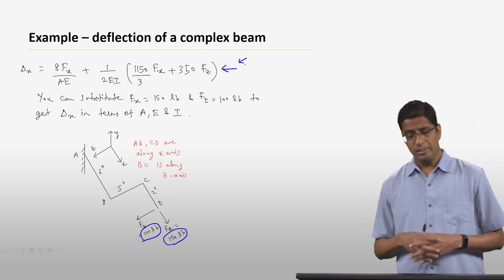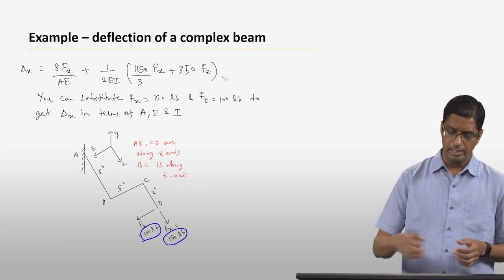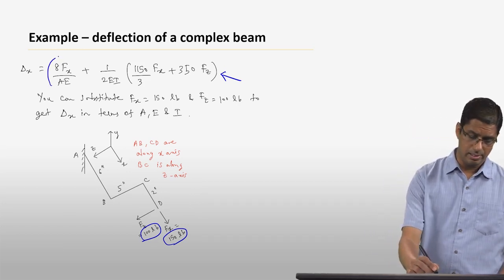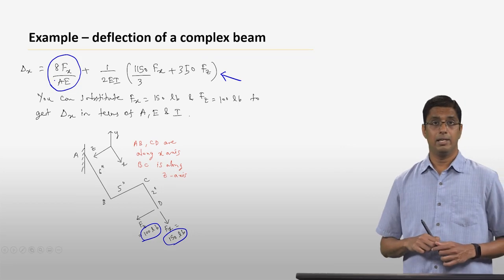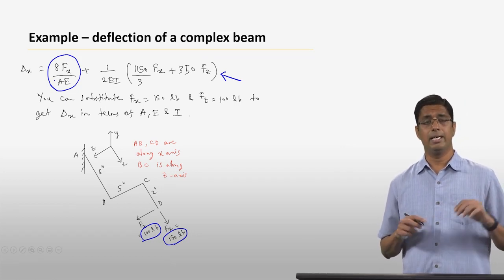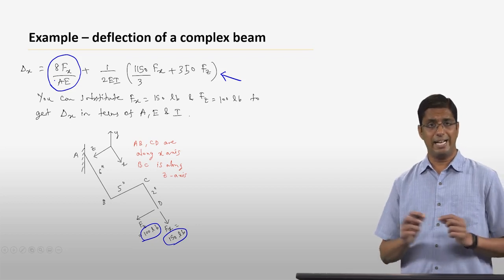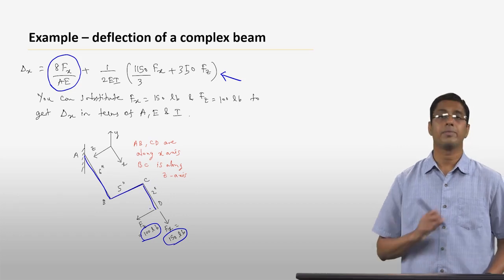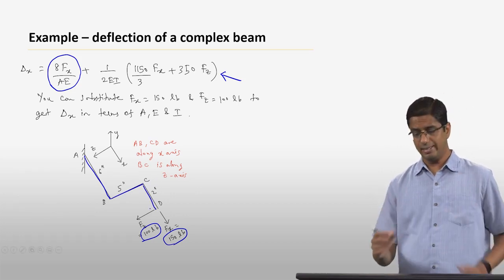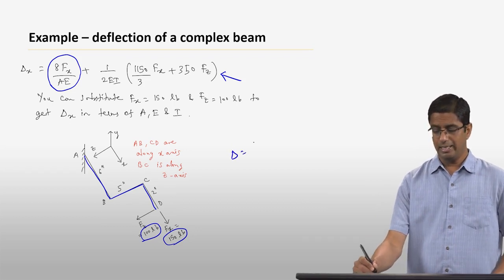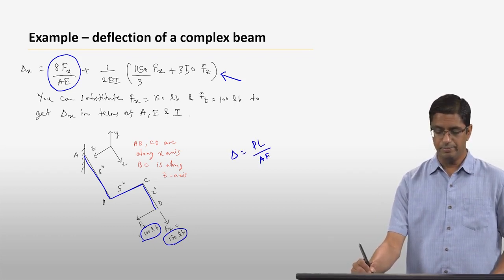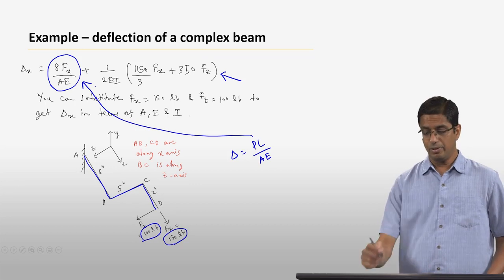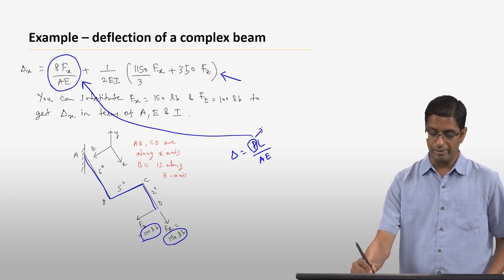Okay. Now, one thing that you see in this particular expression is this term, 8Fx over AE. That simply comes from the extension of the segments AB, BC, and CD. So if you think about delta x due to an axial deformation, that delta is some PL over AE. So that is this term that you see here, and that depends only on this force P, which is Fx.